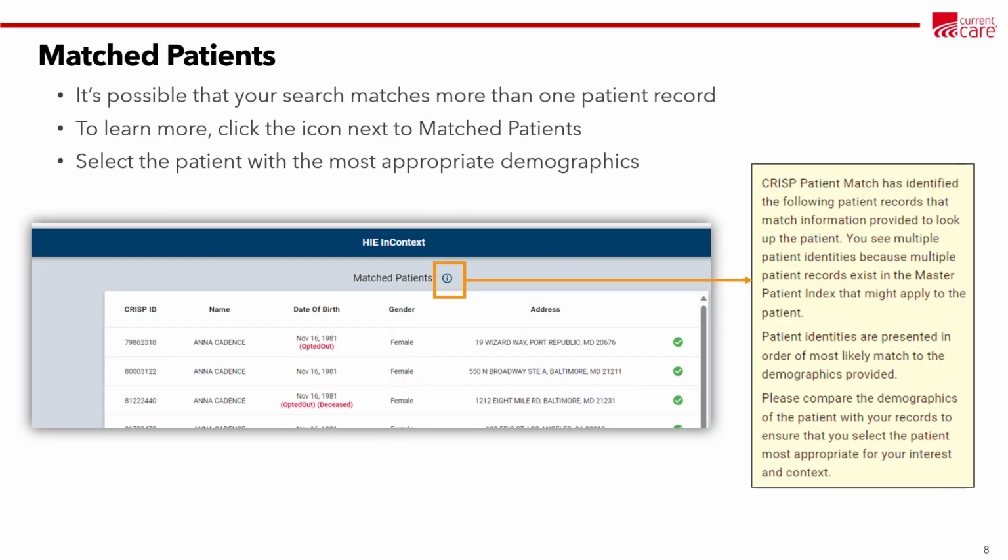In some cases, you may see more than one patient record has matched to your search. To learn more about the process, you can click the information icon next to Matched Patients. Please select the patient with the most appropriate demographics.